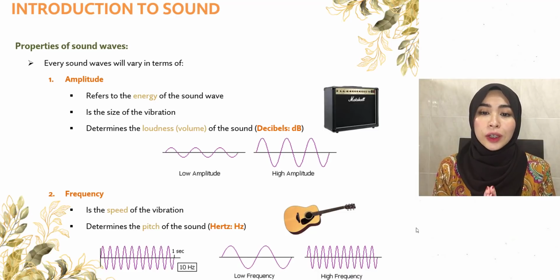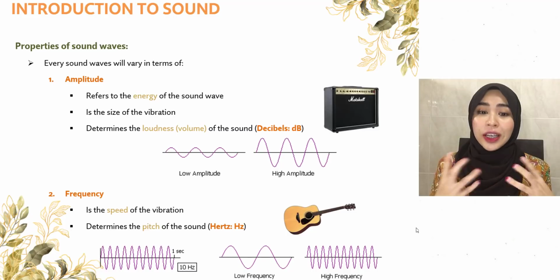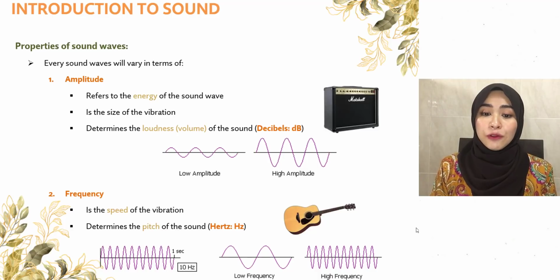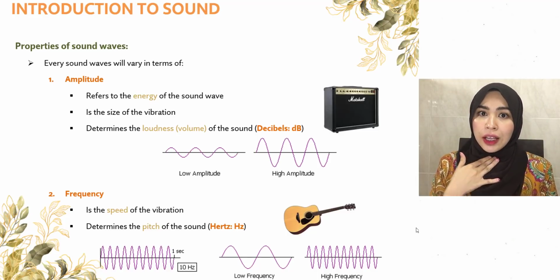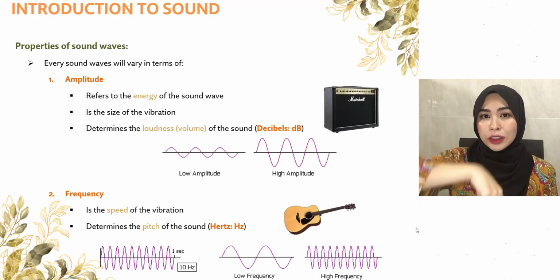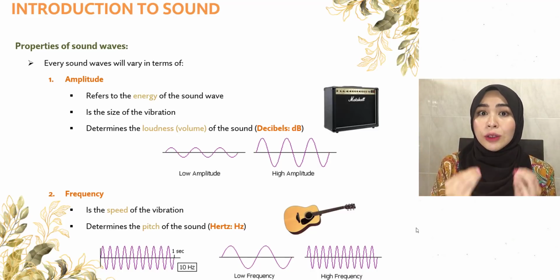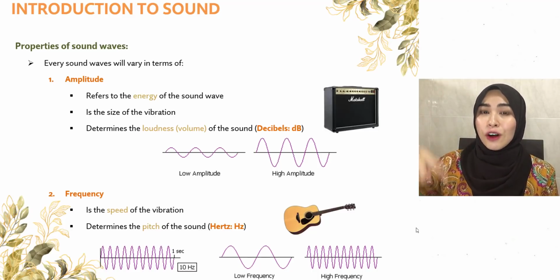There are two main things that we need to look at, which are amplitude and also frequency. Okay, every single sound that is created will have these two properties. So the first one will be amplitude. Amplitude refers to the energy of the sound wave. It is the size of the vibration. In the previous example that I gave you, where you put your finger onto your throat, the loudness of the sound will refer to the amplitude. Okay, so amplitude is actually the size of the vibration, or the size of the sound wave. The louder your sound, the bigger your sound wave would be, and the higher the energy of your sound.